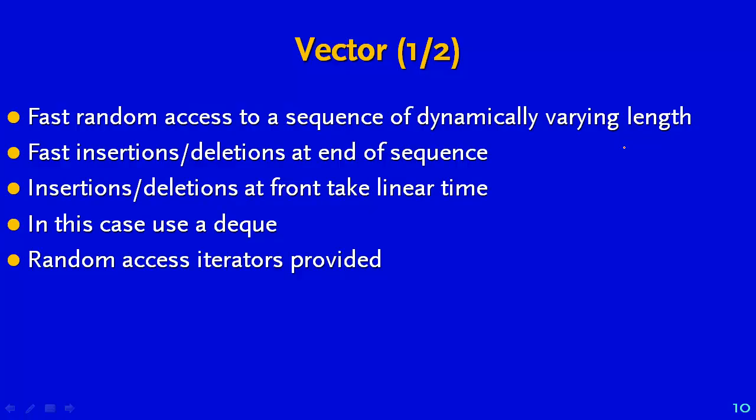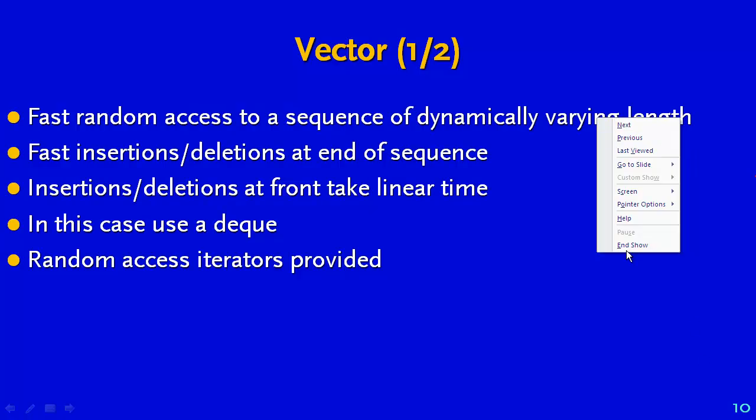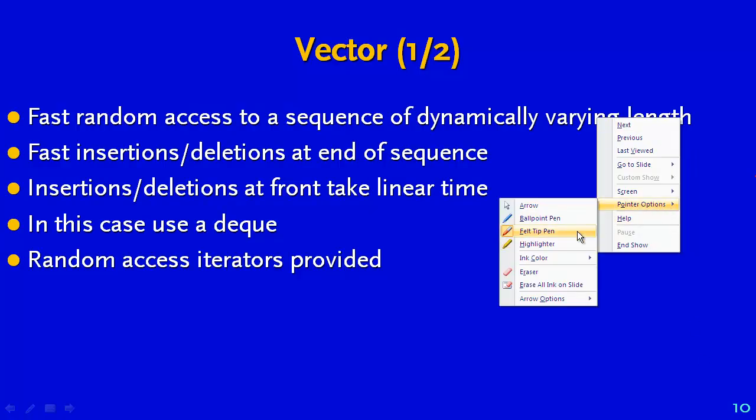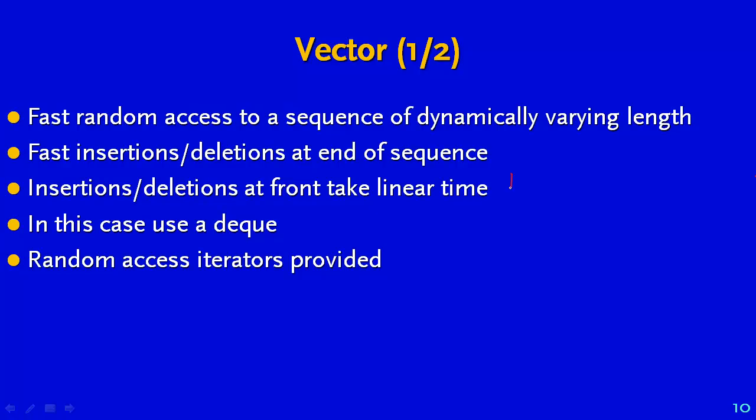It gives you fast random access to a sequence of dynamically varying lengths. You can extend the length of a vector, as we've seen in the previous demo, and so we have fast insertions at the end, at the back of the sequence. I may even be wrong about what I'm saying here. You cannot insert something at the front of a vector. I'm not sure anymore. I would never do it myself anyway, so that's probably why I don't know it anymore. But it's probably not possible.